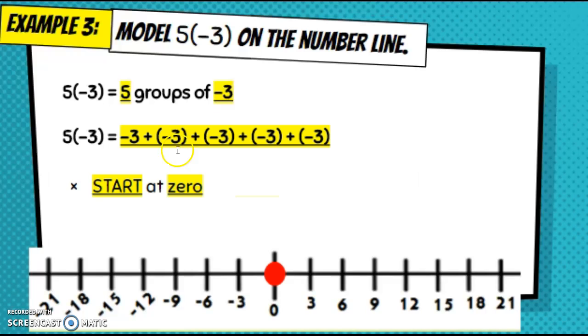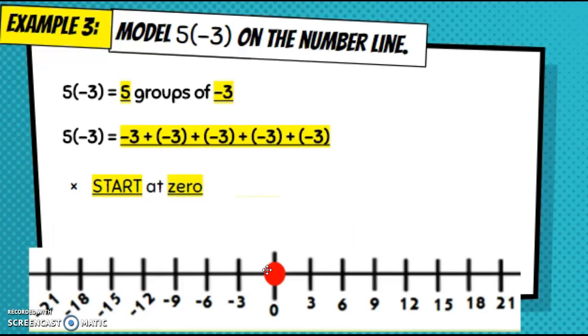That means I'm adding -3 5 times, right? -3 plus -3 plus -3 plus -3 plus -3. So when I graph that on my number line, there are -3 in each group, so I set my number line up by 3s, so each space is worth a group, and then I start at 0.